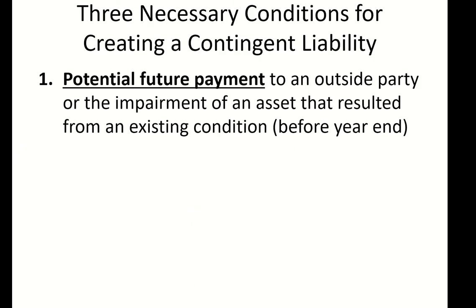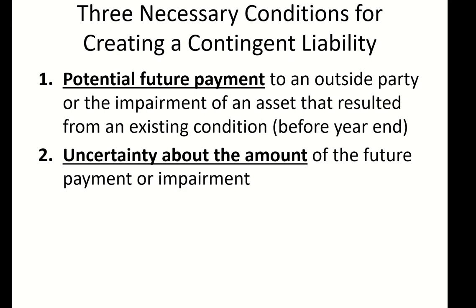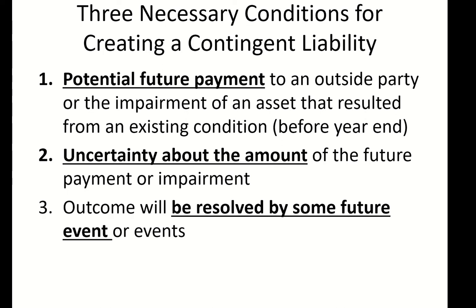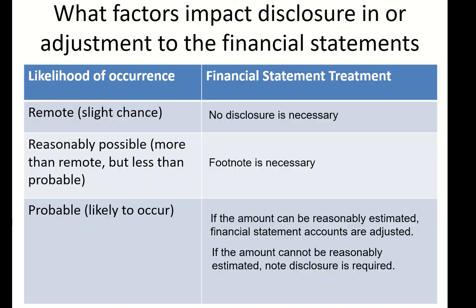There are 3 necessary conditions for creating a contingent liability. A potential future payment to an outside party or the impairment of an asset that resulted from an existing condition before year end. So we know we're going to pay somebody out, but we're not sure about the amount. Likely with a lawsuit, you might not know how much the lawsuit is going to settle for. The outcome will be resolved by some future event or events. So once the judge decides, or the arbitration or mediation comes in, they can decide the amount.